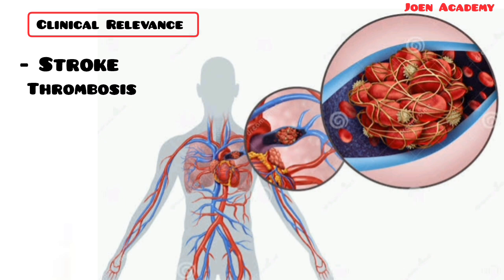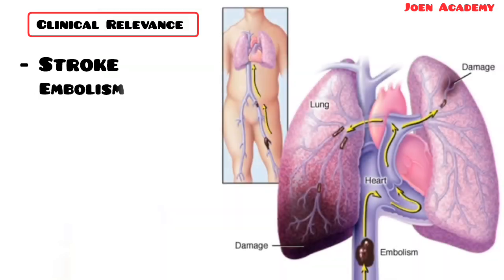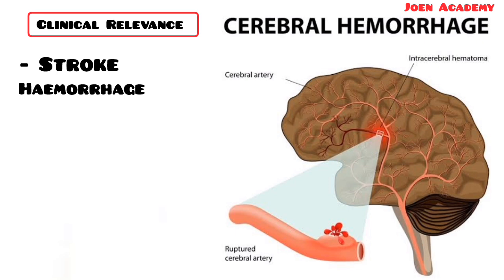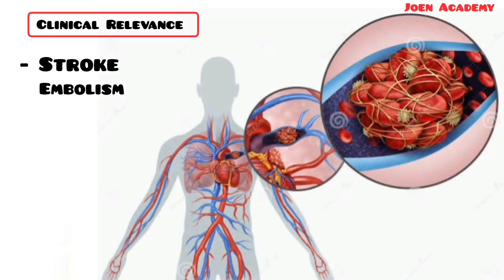Thrombosis is an obstruction of a blood vessel by a locally forming clot. Embolism is an obstruction of a blood vessel by an embolus formed somewhere else. Hypoperfusion is a lack of blood supply to the brain as a result of systemically low blood pressure. Hemorrhage is an accumulation of blood within the cranial cavity. Out of these four, the most common cause is embolism. In many patients, the atherosclerotic embolism arises from the vessels of the neck.